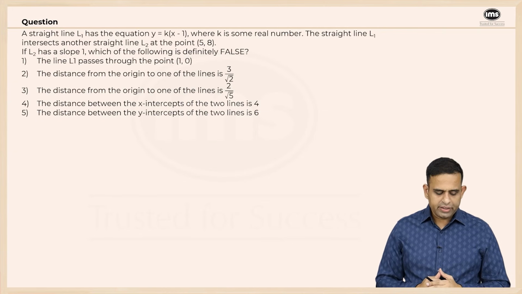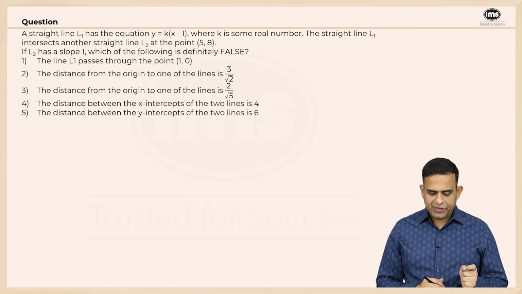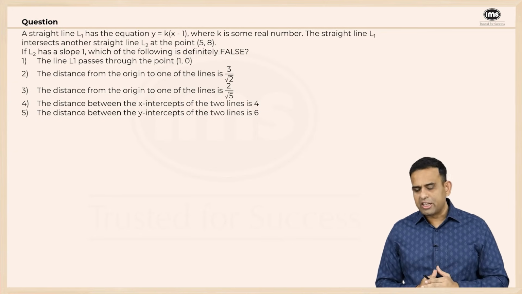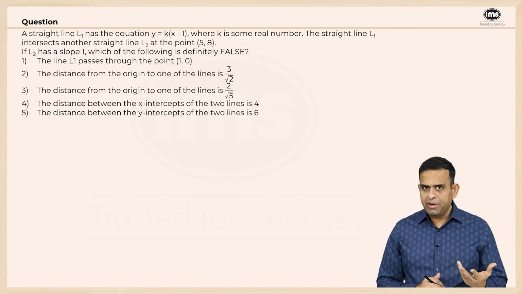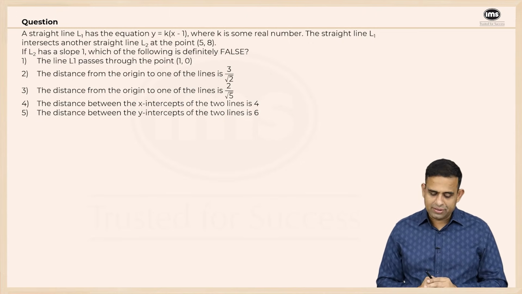In the next sum, it is given that a straight line L1 has the equation y equal to k times x minus 1, where k is some real number, which in this particular case is representing the slope of the line.